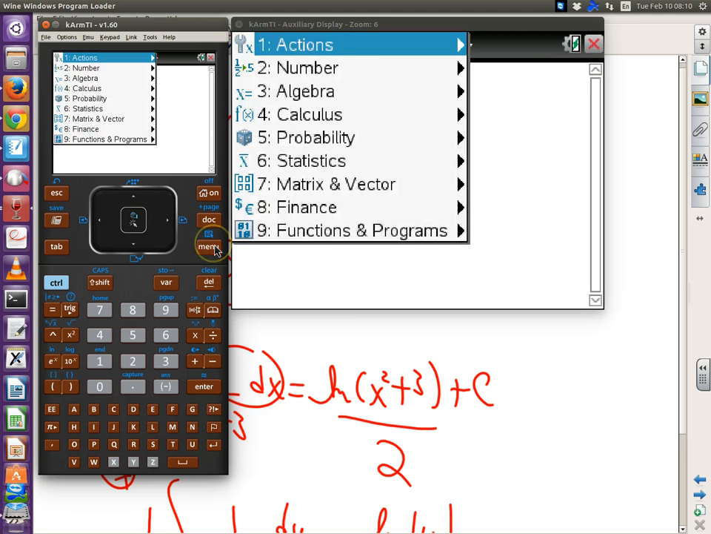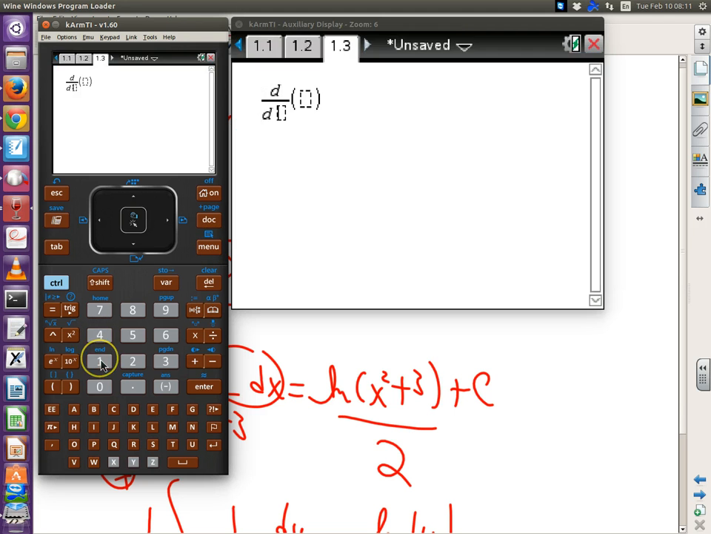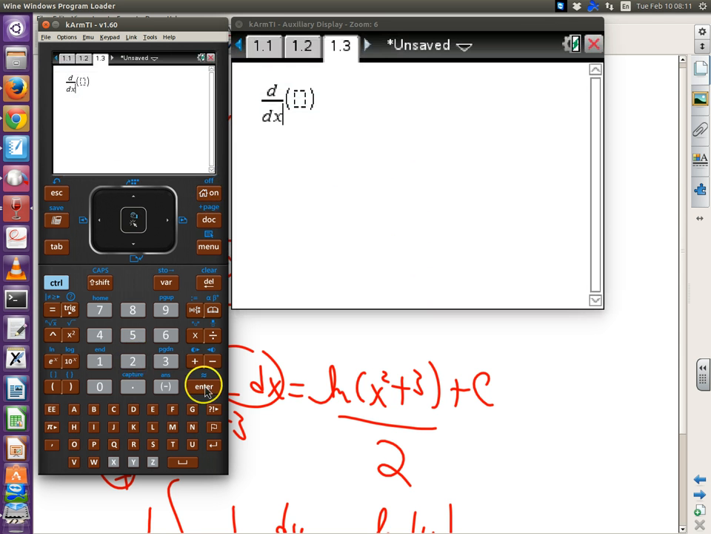So let's say menu, calculus, derivative, not at a point. And with respect to x, and it's stuck already. Aren't you good at this, stupid computer? All right, and what was it? It was ln of x squared plus 3. All right, where's ln on this beast? Second e to the right. Second e, yeah. All right, and then it's x squared plus 3.